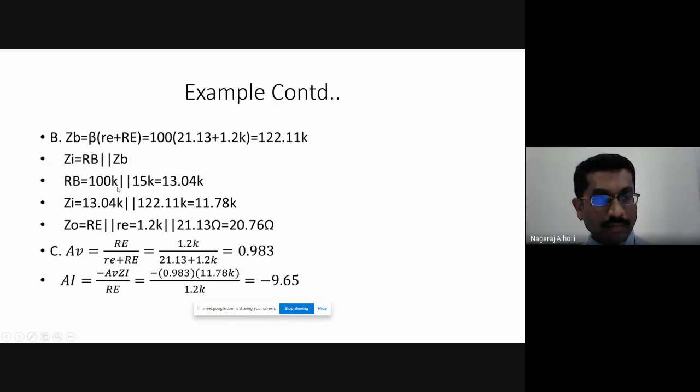That is, RB is 100 kilo ohm parallel 15 kilo ohm. You have to replace RB by R1 parallel R2. R1 is 100 kilo ohm, R2 is 15 kilo ohm. The parallel combination we have just calculated in part A of the problem. It is 13.04 kilo ohms. Therefore, Zi is 13.04 kilo ohm parallel with 122.11 K. Find out the parallel combination of these two: 13.04 kilo ohm parallel with 122.11 kilo ohms.